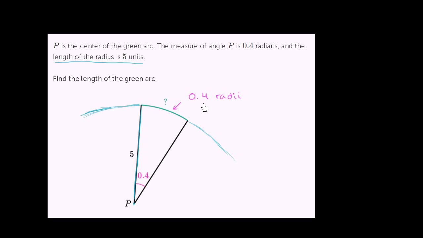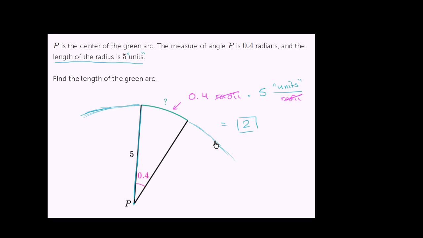Now, we don't want our length in terms of radii. We want our length in terms of whatever units the radius is, these 5 units. Well, we know that each radius has a length of 5. So this is going to be 0.4 radii times 5 units per radii. They just call it units, I'll put it in quotes because it's a generic term. So the radii cancel out. We're left with just the units, which is what we want. So 0.4 times 5 is 2. So this is going to be equal to 2.